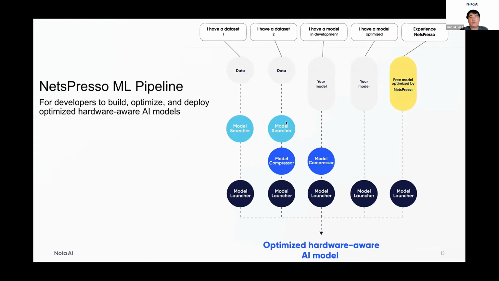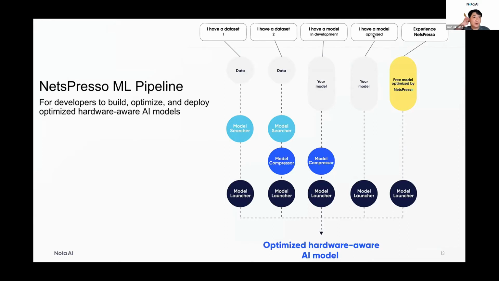And if you don't have a data set, or if you don't want to upload your data set to our service, you just upload your model to use model compressor and model launcher. So if you have a model in development, you can use model compressor. Or if you already have an optimized model, you don't have to use model searcher and model compressor, you just use model launcher. So these types of scenarios are possible for users of our service.